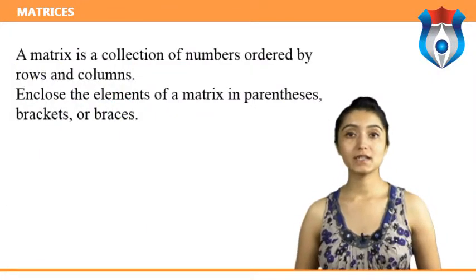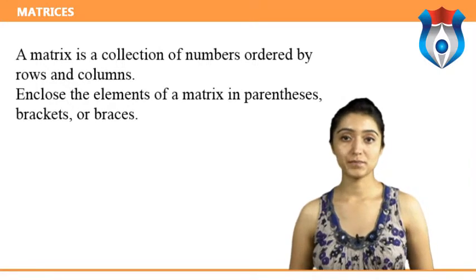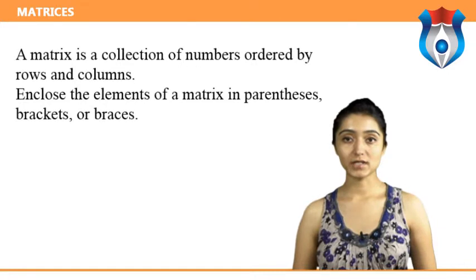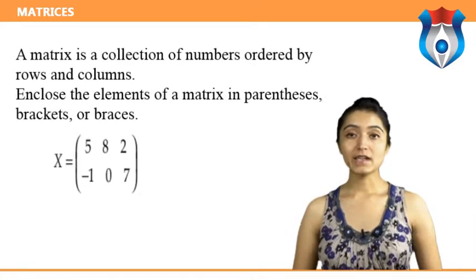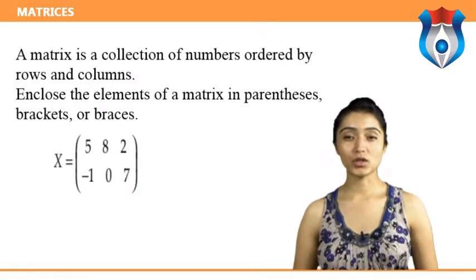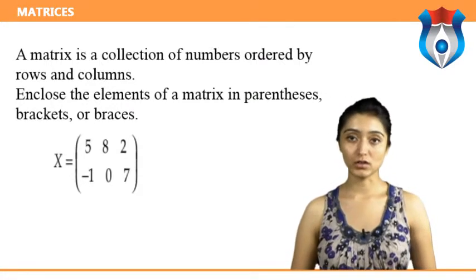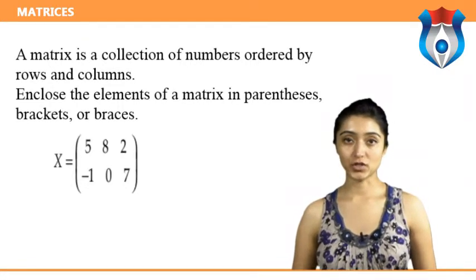A matrix is a collection of numbers ordered by rows and columns. It is customary to enclose the elements of a matrix in parentheses, brackets or braces. An example of a matrix is shown on screen. This matrix has 2 rows and 3 columns, so it is referred to as a 2 by 3 matrix.